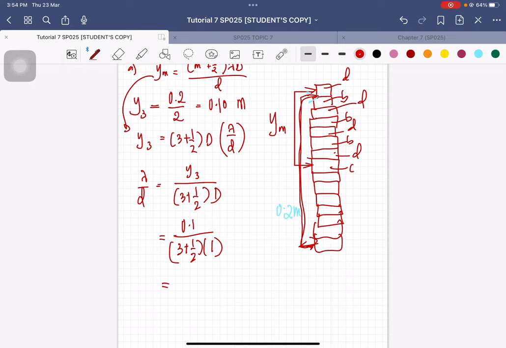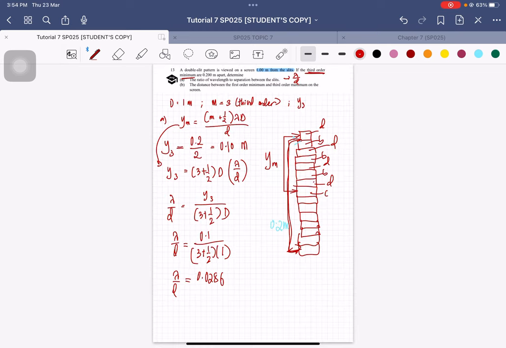Let me check if it's correct. You will get 0.028. Yes, so it is 0.0285. 0.0286 is the ratio of the wavelength to the slit separation. Okay, so that is how you solve for question 13. Sorry for the long video, but I'm just trying to emphasize this distance here. Right, so that's all for question 13. No, that's question A. Sorry everybody.